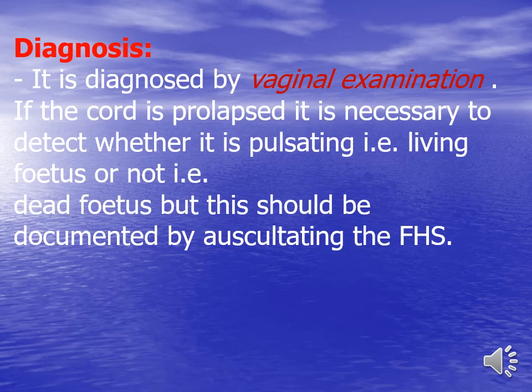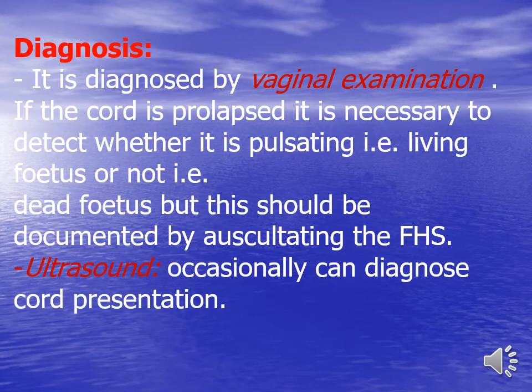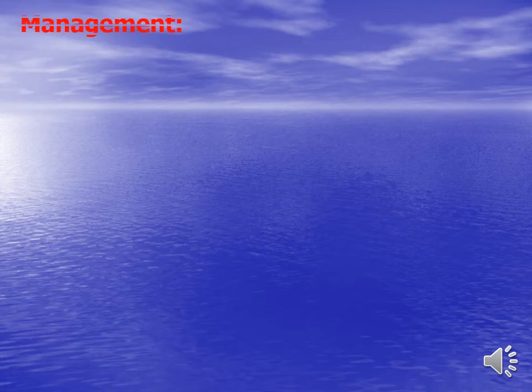Diagnosis. It is diagnosed by vaginal examination. If the cord is prolapsed, it is necessary to detect if it is pulsating or not, to see if the baby is living or not. This is documented by auscultation of the fetal heart rate. Ultrasound can occasionally diagnose cord presentation.